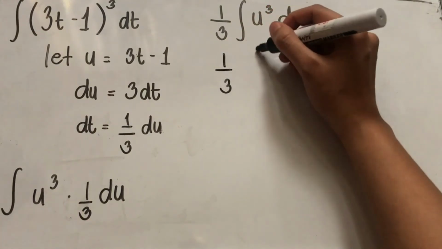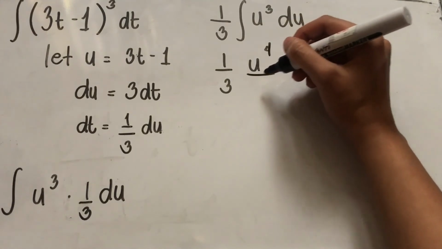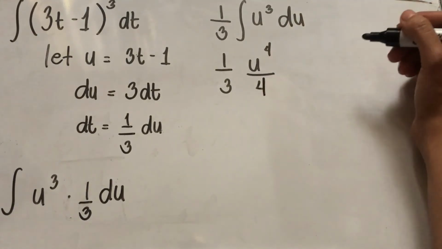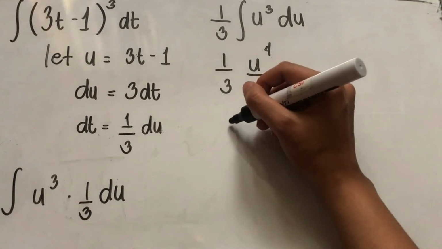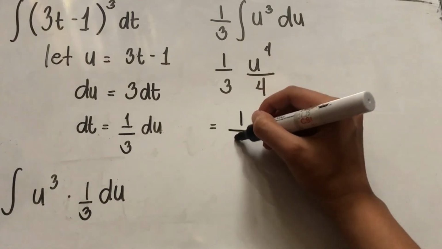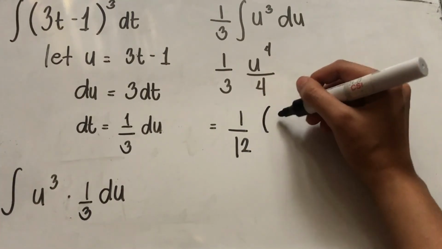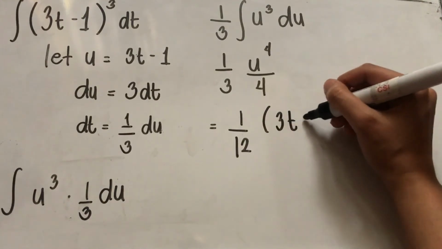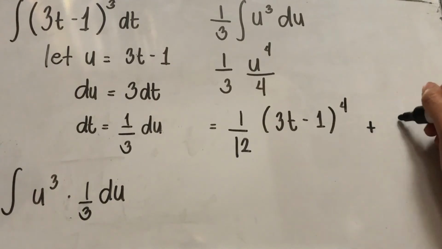Now performing the variable rule, we now have u raised to 4 over 4. Now we can substitute the u here, which is 3t minus 1. So it will be equal to 1 over 12, the quantity 3t minus 1 raised to 4 plus the constant c.